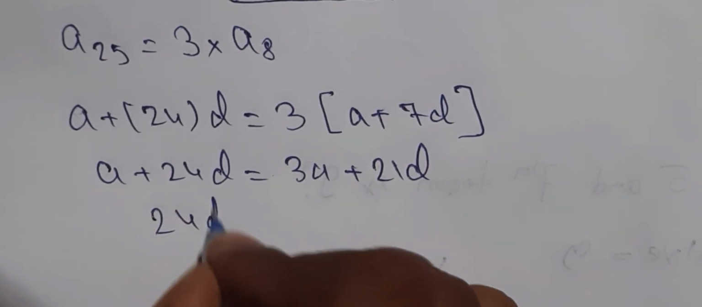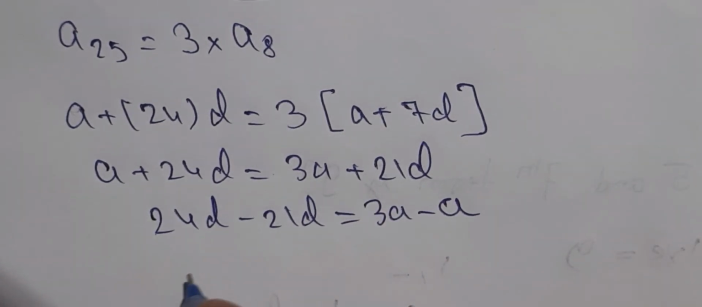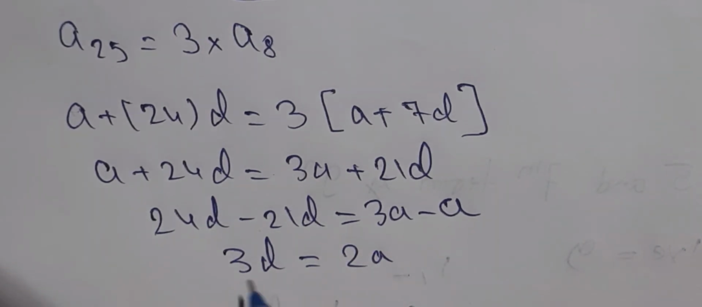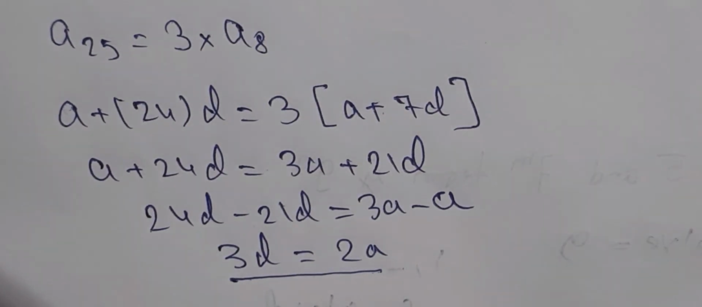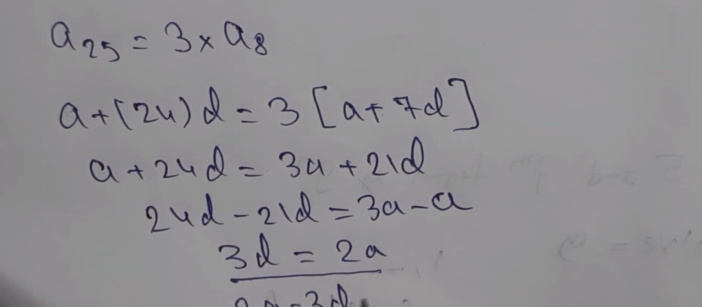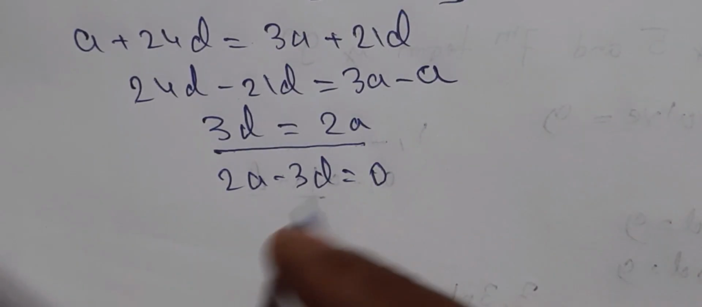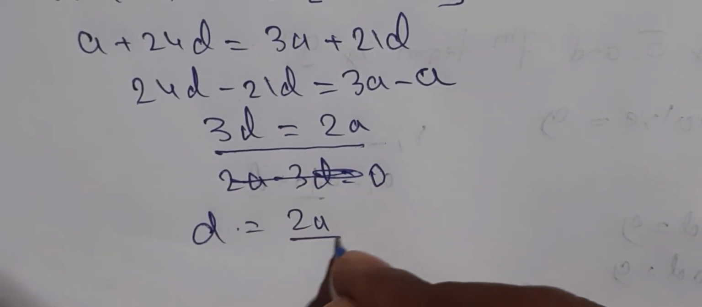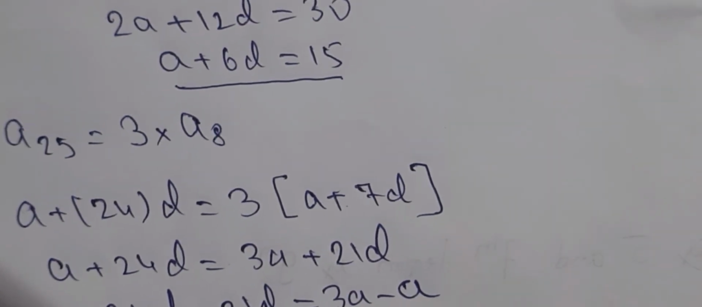Now solve this one. So 24d minus 21d is equal to 3a minus a. So it will be 3d is equal to 2a. Now we got one more equation, we already have one. So this one we can write like this, 2a minus 3d equal to 0. So can we get the d value from here? Sir, in terms of a we will get, d is equal to 2a by 3. So now can we place this value in the above equation, a plus 6d is equal to 15?